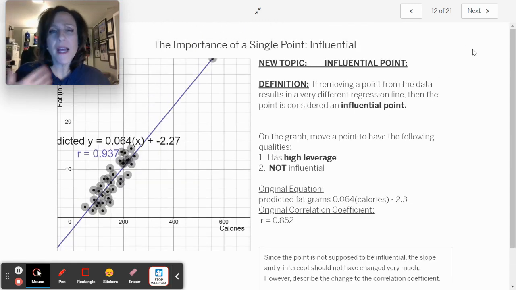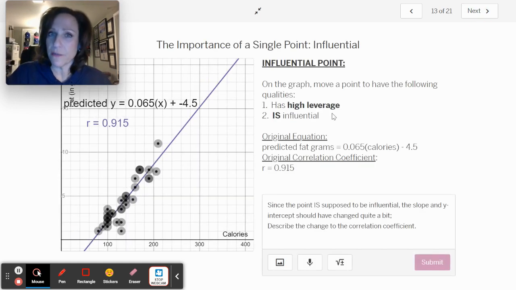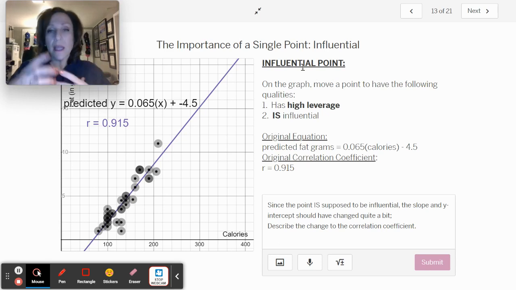Okay, so you're going to find a lot of these slides are very similar to what we've already done, but I'm using different vocabulary. What I'm doing is infusing the vocabulary and the context of this language by doing the same activity, just using different words to describe it. Okay, so here we have another one. Here's the equation of the line. There's its correlation. Remember, influential point means impacting the slope, in particular the slope.